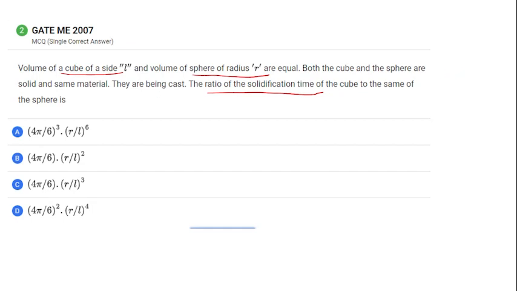So it is asking the solidification time of the cube, Tc, divided by the solidification time for the sphere. First we will write what the solidification time is. Solidification time is directly proportional to V by A square. I asked you to remember this formula because it is very important. They will ask you many questions on it, one question for sure. The volume is equal for both of them, so we'll focus on surface area. Firstly, what will the surface area for the cube be?